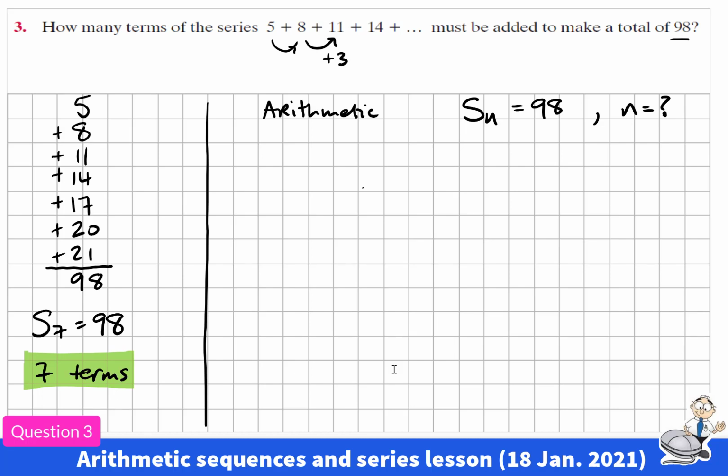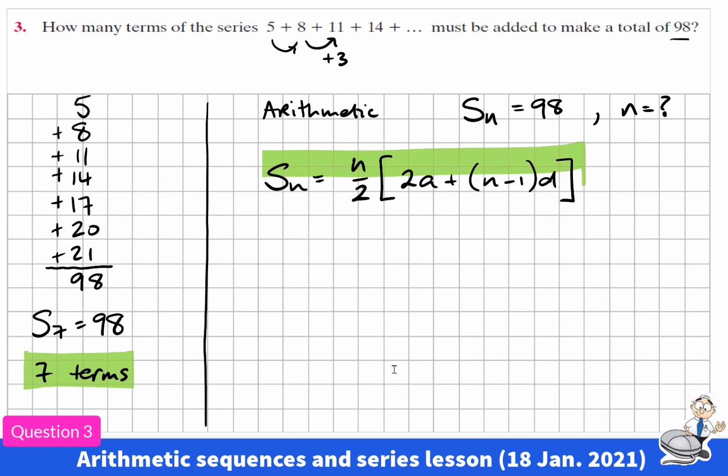So we take out our sum formula. In the book it says the sum to n is equal to n over 2 times 2a plus n minus 1 times d. So there's the formula. In this formula there are 4 things: there's the n, there's the a, there's the d, and there's Sn. I actually know 3 of them, and the only thing I don't know is n.